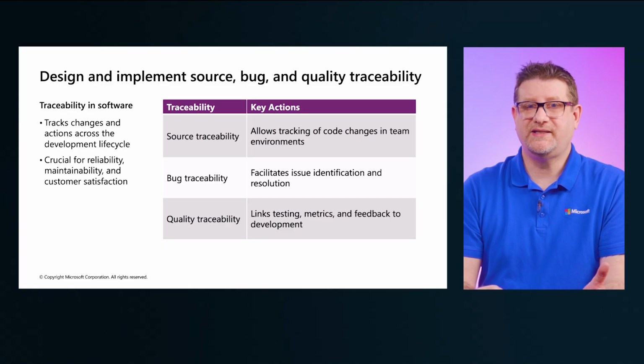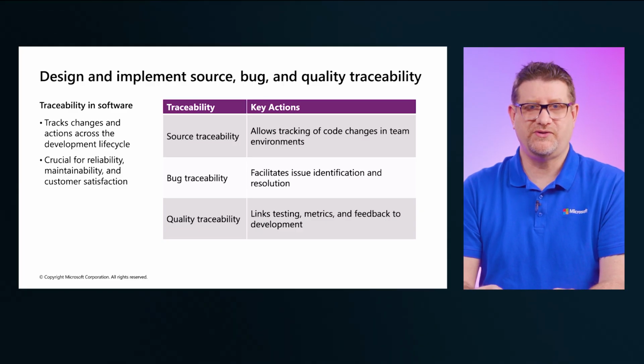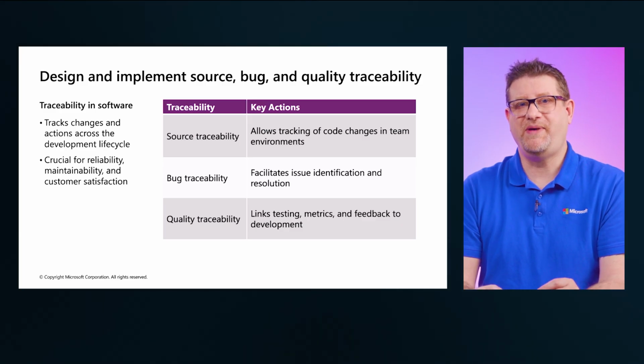Traceability connects testing activities, metrics, and feedback directly to the development process. By linking quality metrics, test cases, and results to the specific requirements and the code changes, teams can assess the impact of modifications on overall software quality. So let's move to a demonstration and look at this in action.